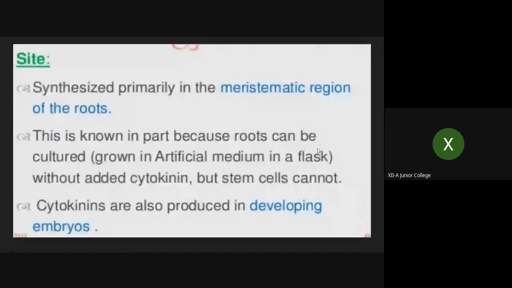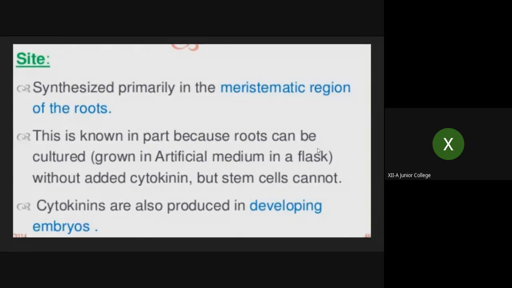The site is the meristematic region of the roots. This is known in part because roots can be cultured, that is, grown in artificial medium without added cytokinin, but stem cells cannot. Cytokinins are also produced in developing embryos. So in developing embryos it is also present, and the main region is the meristematic region of the roots.